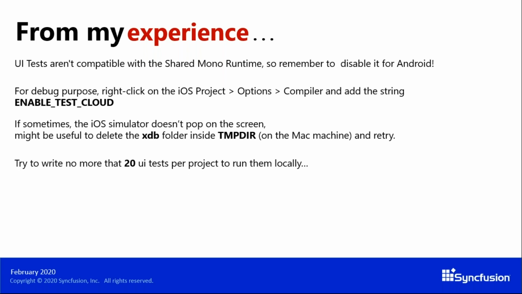As I was mentioning, UI tests are kind of slow, so after some time something can time out and your tests won't run anymore. If you only have a Mac machine, you can also test your Android version on that. Just remember to open the simulator on your Mac before running the test, because Visual Studio for Mac can open your iOS simulator, but it can't open your Android one. So just create it on your Mac and open it before you run the test.